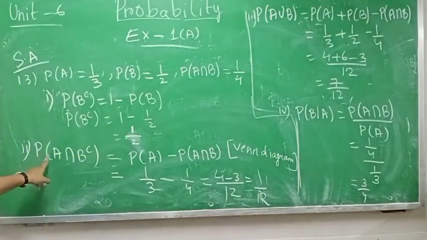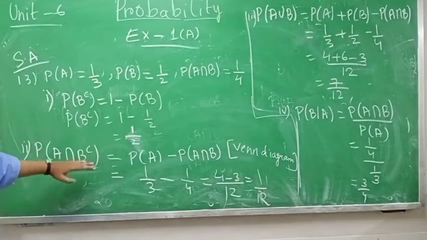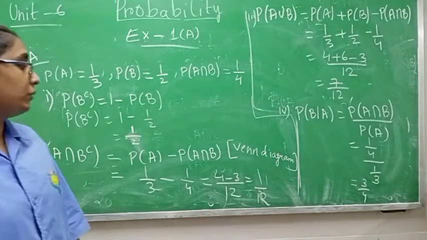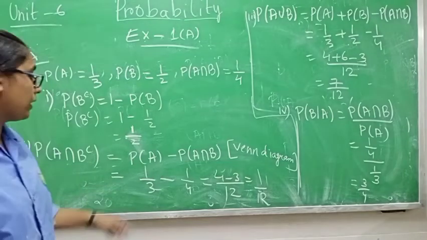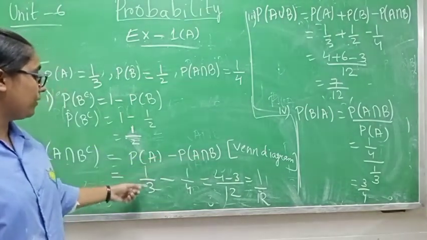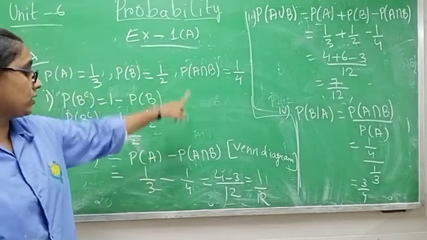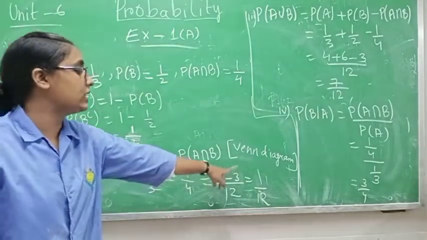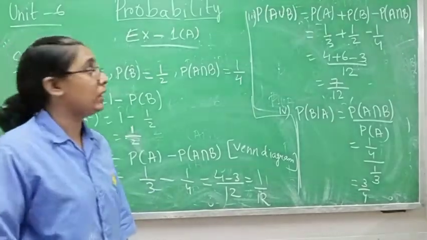Now they are asking P(A intersection B complement). You will get this one from the Venn diagram formula. So the formula is P(A) minus P(A intersection B). P(A) value is 1/3. P(A intersection B) is 1/4. When you take the LCM, you will get 1/12.